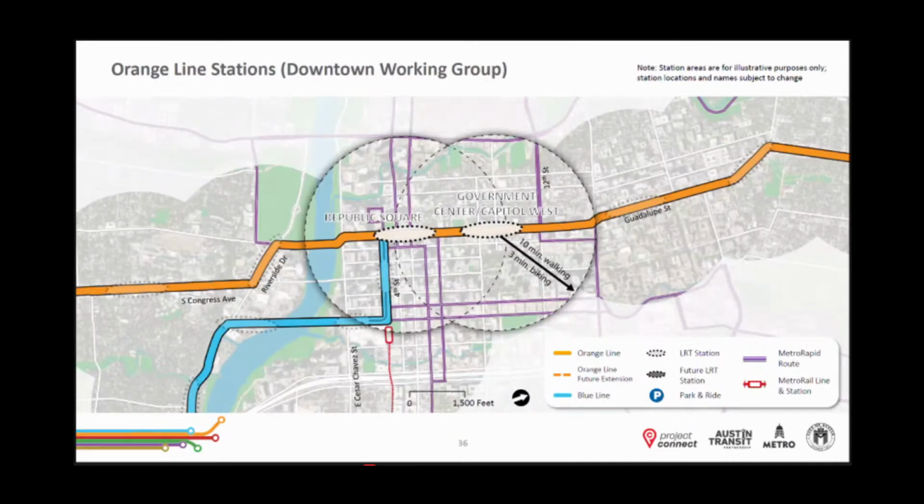The Republic Square station will be underground in the vicinity of 4th Street. This is also where the orange and blue lines will connect. The Government Center Capitol West station will also be underground. This is where I'll hand it off to Christina to walk you through the rest of the project.